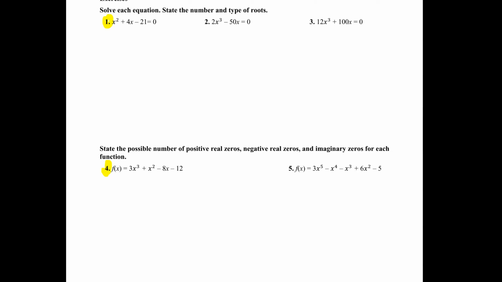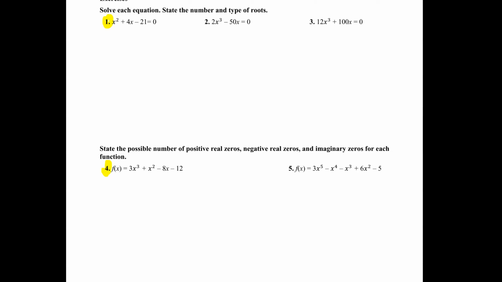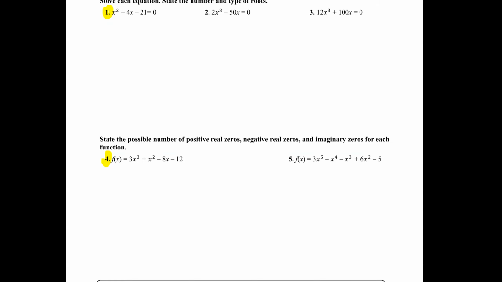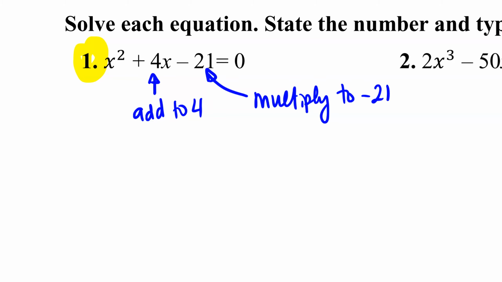Trying number 1 and number 4. So you can look in your notes for number 4 for the order of doing it. So looking at what multiplies to negative 21 and adds to 4. That's the question for number 1.